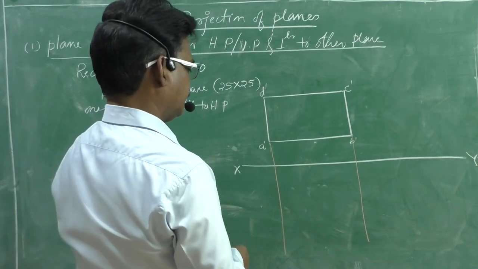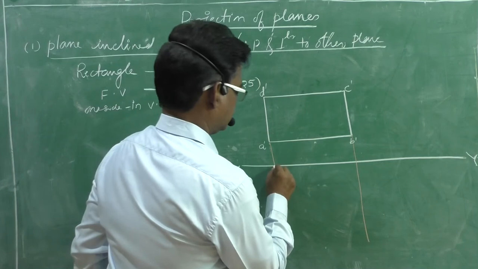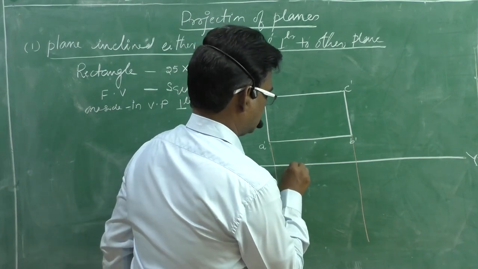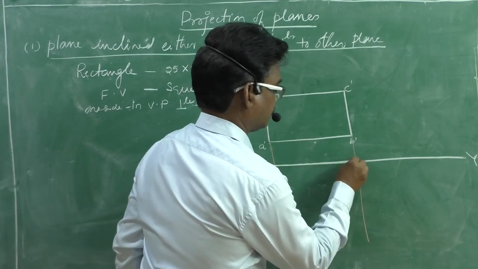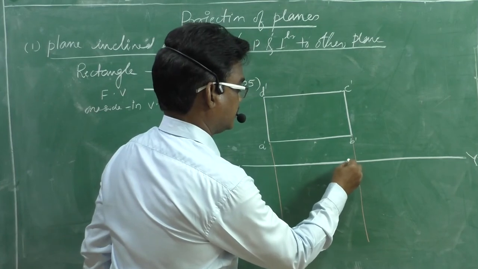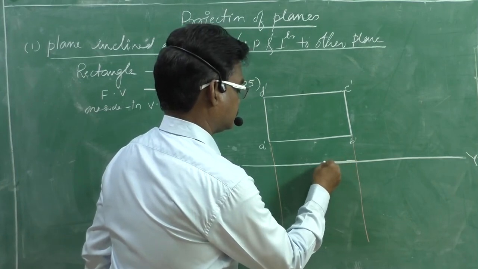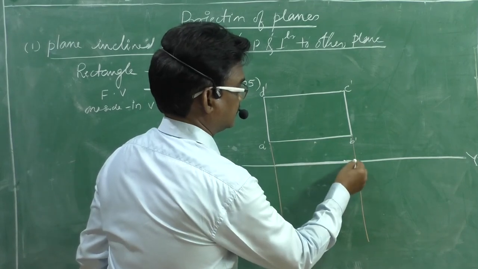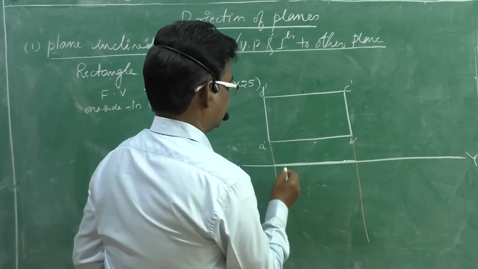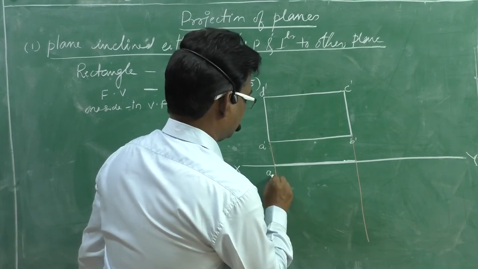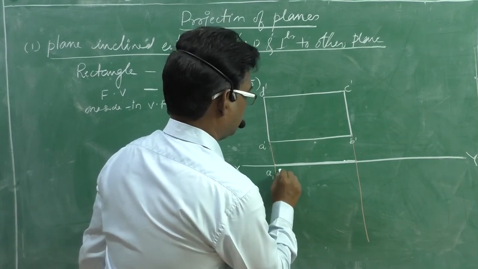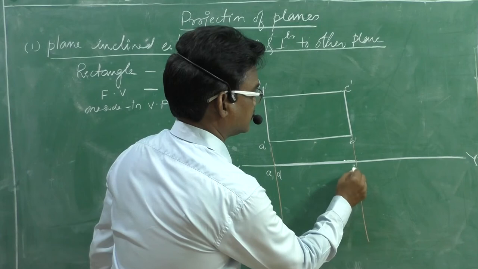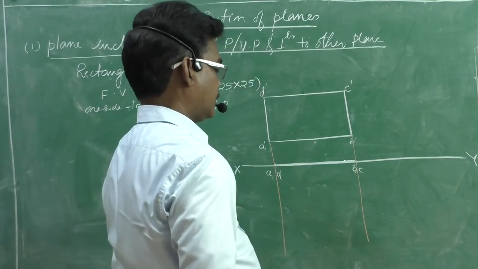Therefore, this is the front view. To distinguish this line, I want to darken it. I increase the line thickness. Right. This is A, D. This is B, C.